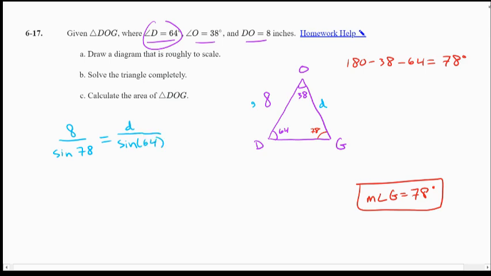sine of 64. So then just to solve, I'm going to multiply both sides by sine of 64, so 8 times sine of 64 divided by sine of 78. And if I just plug that into a calculator, I get about 7.351. So we're going to call side length OG, which I'm also going to label as little d, represents 7.351.